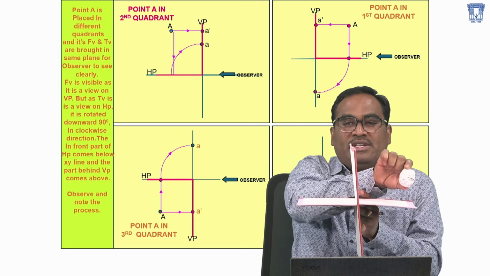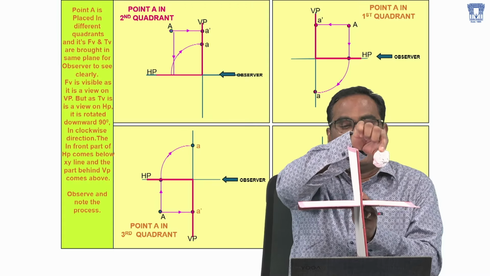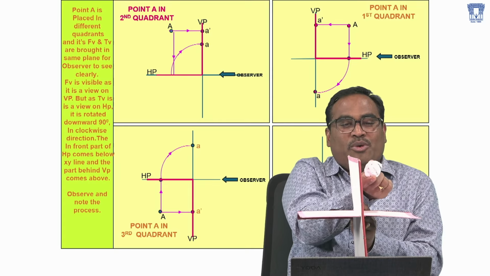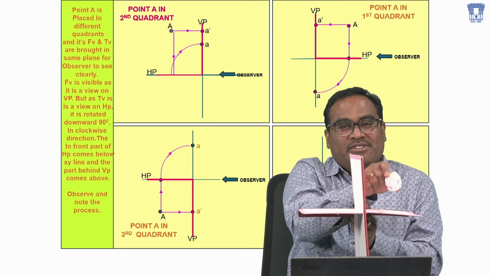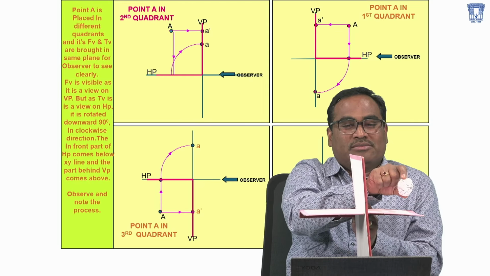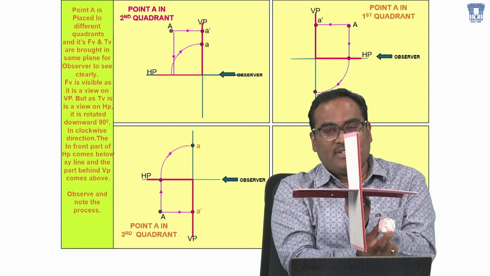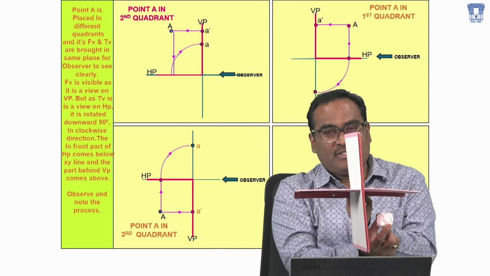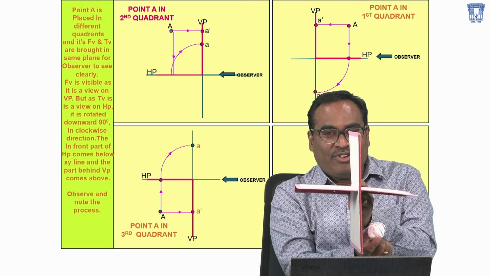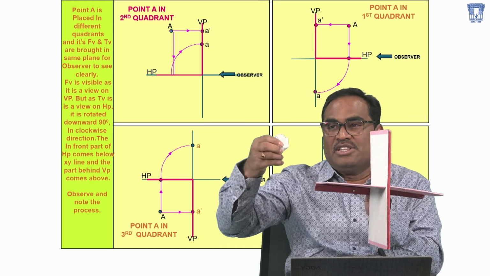When a point is in the second quadrant, how do you define it? It is above the horizontal plane, above HP, and now it is behind the VP. You can say in the second quadrant it is above HP and behind VP. When it comes to the third quadrant, with respect to the horizontal plane it is below HP, and it is still behind the vertical plane.